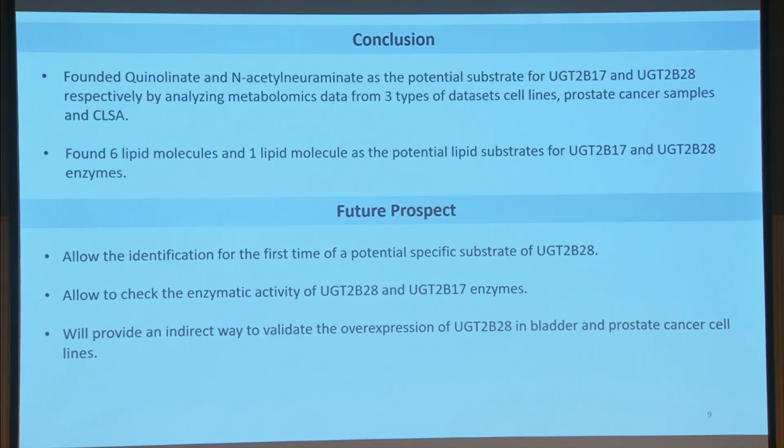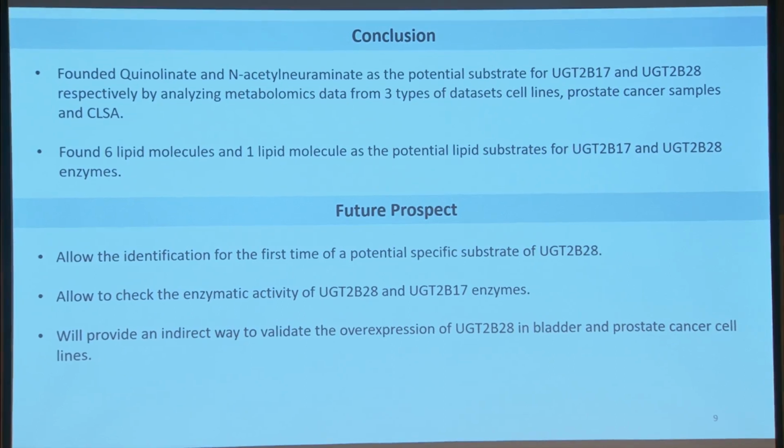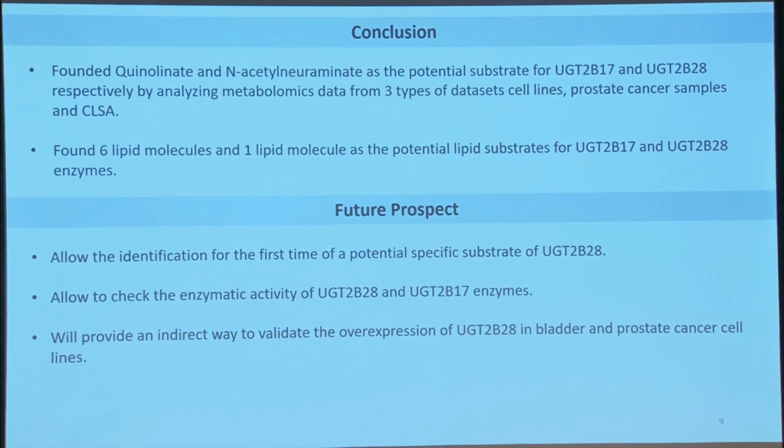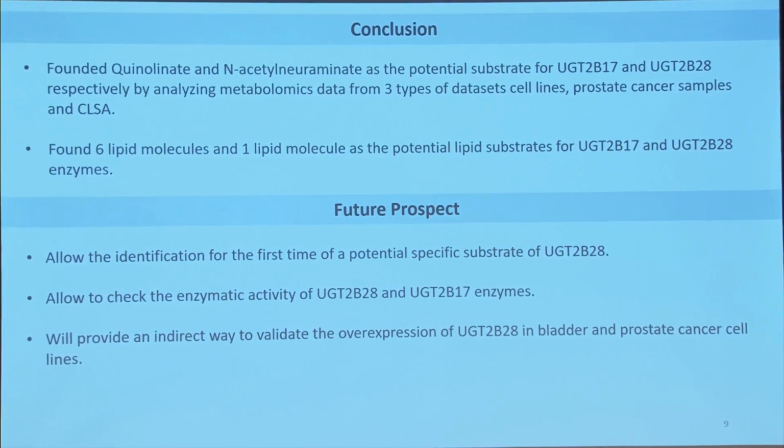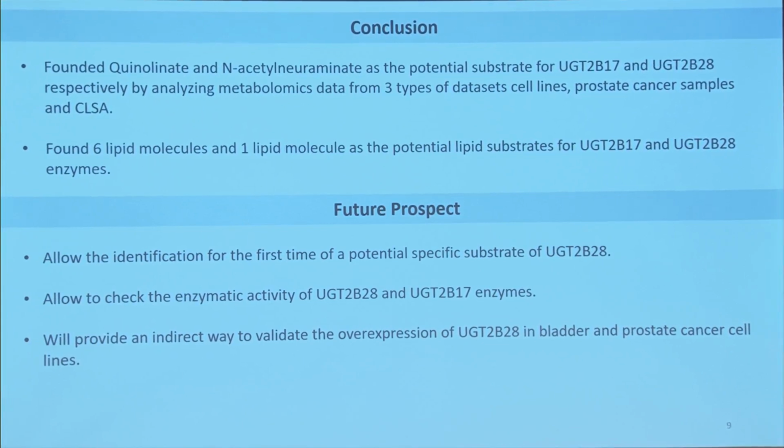So in conclusion, I would like to say I found quinolinate and N-acetylneuraminate as the potential substrates for UGT2B17 and UGT2B28 respectively. And I found 6 lipid molecules and 1 lipid molecule as potential substrates for UGT2B17 and UGT2B28.